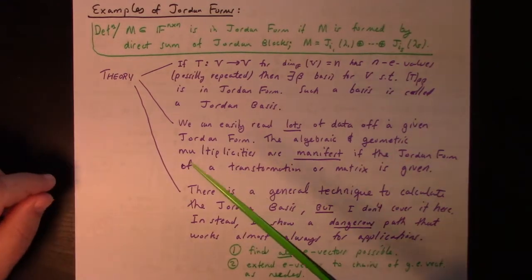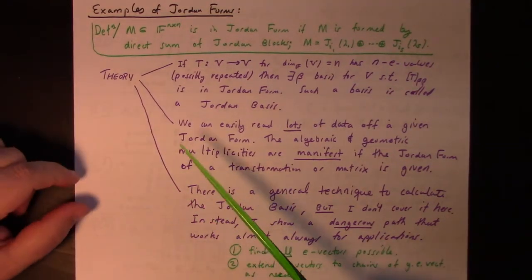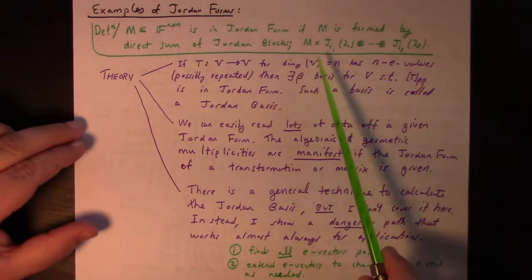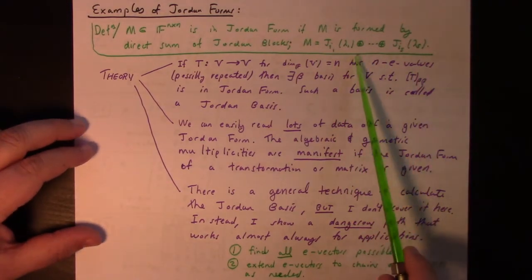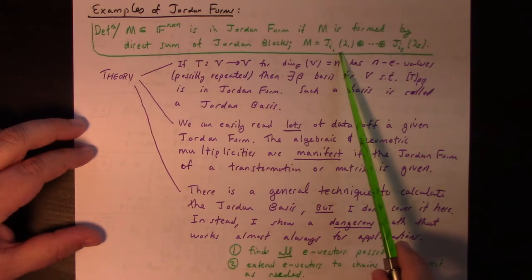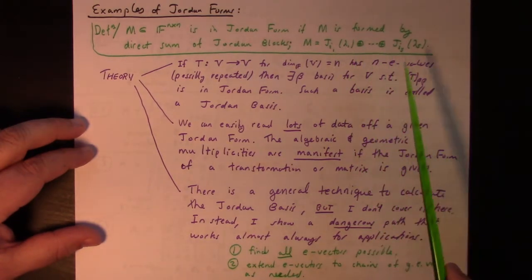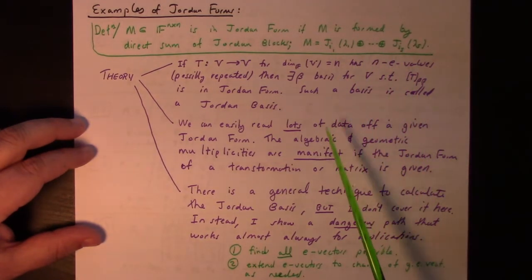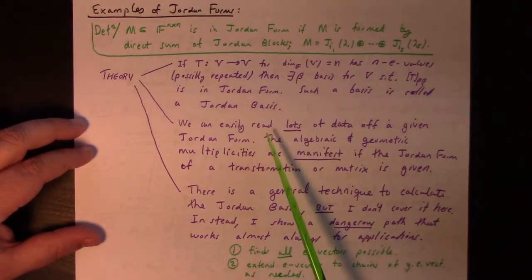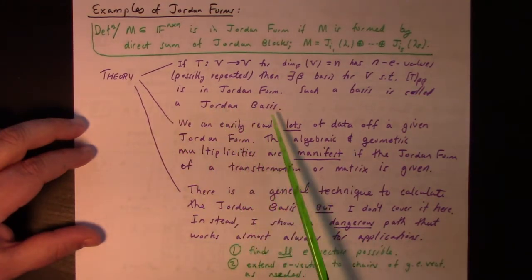Okay, so let me talk to you guys a little bit more about Jordan form. Again, a matrix is in Jordan form if it has the structure of a block diagonal matrix where each of the block diagonals is itself a Jordan block, as we described last time. I have some more examples a little bit later in this lecture.